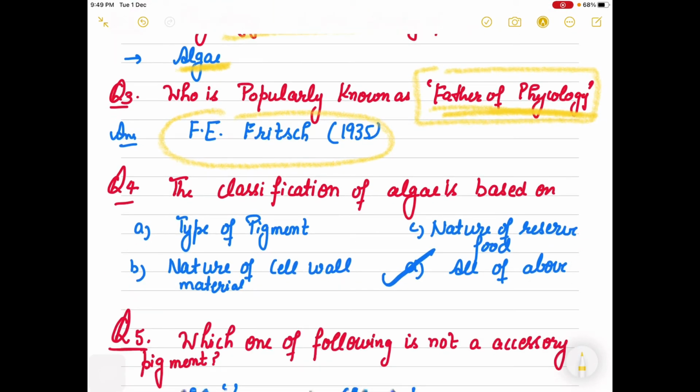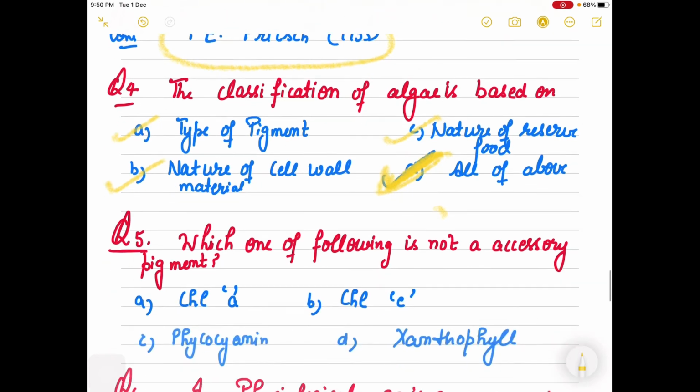The classification of algae is based on, definitely, the type of pigment is a major concern, the nature of cell wall material is also there, and the nature of reserve food material is also there. So the correct option is all of the above.